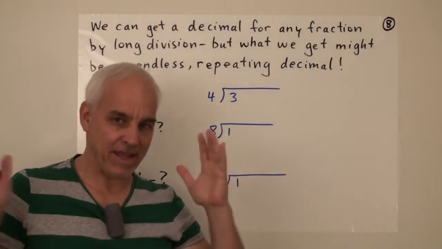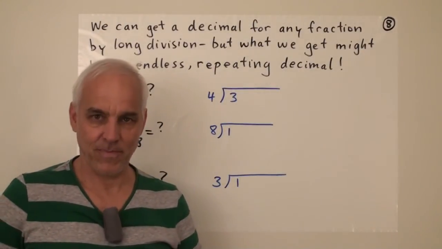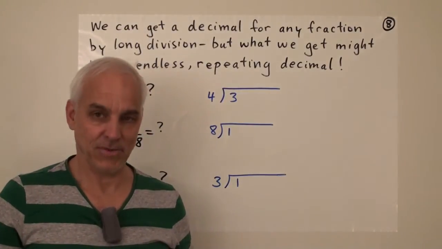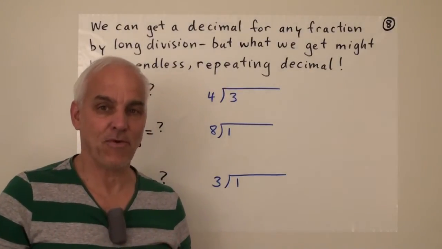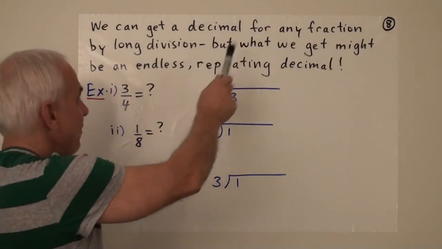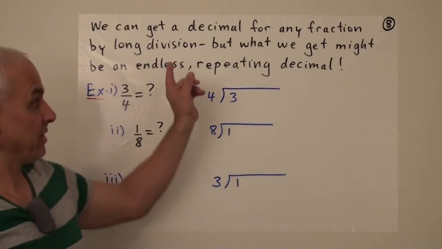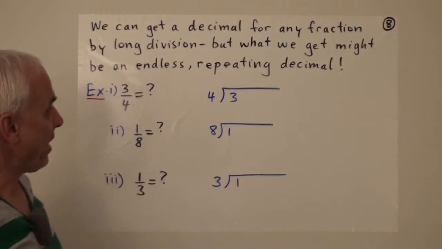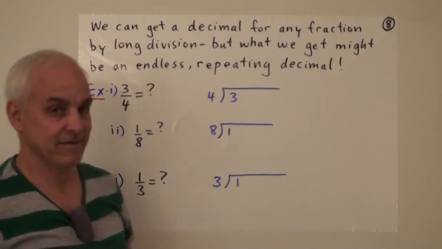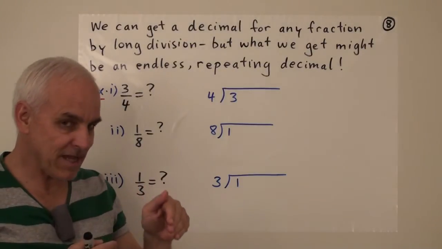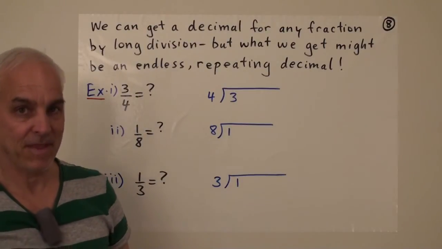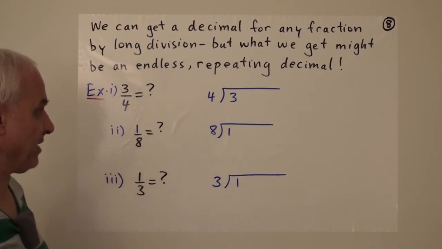Well, what would happen if you forget what 3/4 is as a decimal? Is there some way of figuring out what it is? Well, yes, there is. And this method also works for figuring out what the decimal is for any fraction. So we can get a decimal for any fraction by long division. Okay. But we have to remember that what we might get is an endless repeating decimal. That can happen. We don't always get finite decimals, and there's a very important example, this example of 1/3, that we have to remember what's happening there with a repeated decimal.